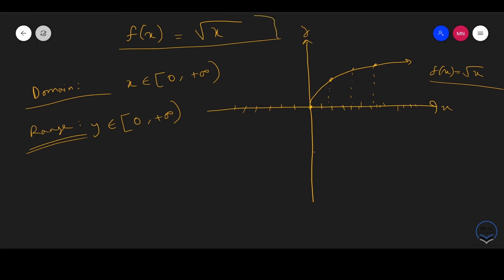And once again, we can also explain this just from looking at the equation itself. We know that the argument for a square root will always be non-negative, meaning it will be greater than or equal to 0.